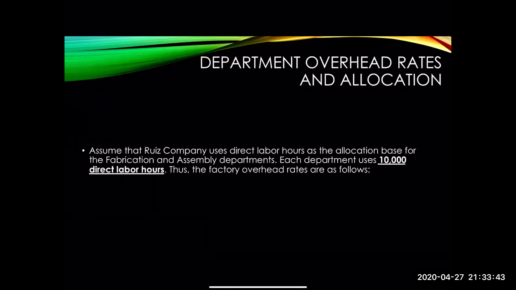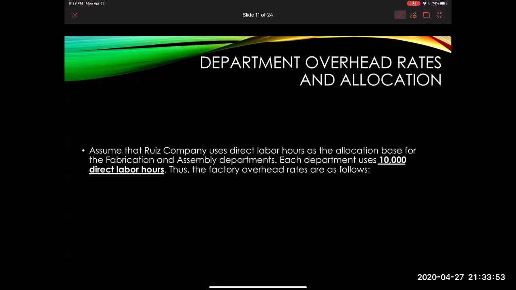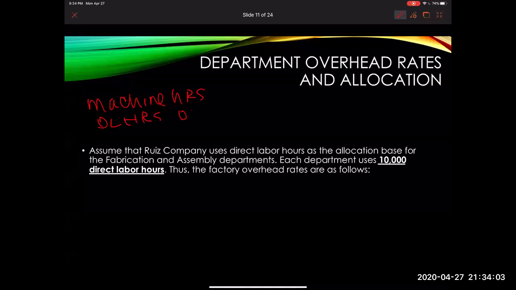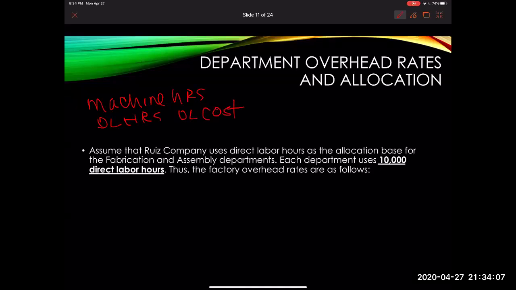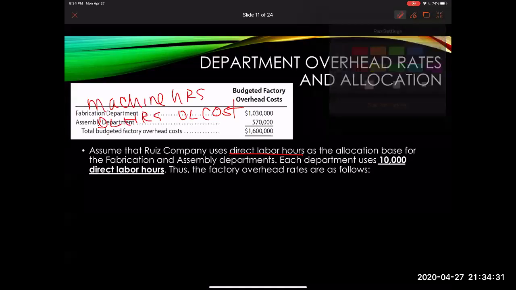So assume that Ruiz Company uses direct labor hours as the allocation base, remembering that I told you there are 3 different allocation bases that hopefully you learned about in chapter 2. Those 3 are machine hours, direct labor hours, and then direct labor cost. In this particular example, they're telling you that this company uses direct labor hours, the one of the 3 that is more relevant for their situation. So they're using direct labor hours as the allocation base for the fabrication and assembly department. Each department uses 10,000 direct labor hours. Thus, the factory overhead rate is as follows. All right, I'm going to have to erase some of this, sorry.